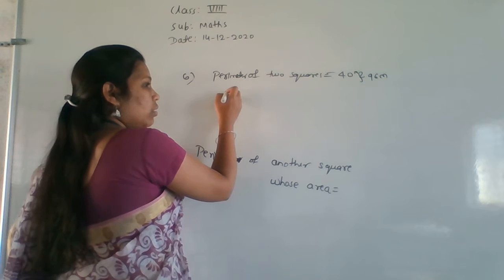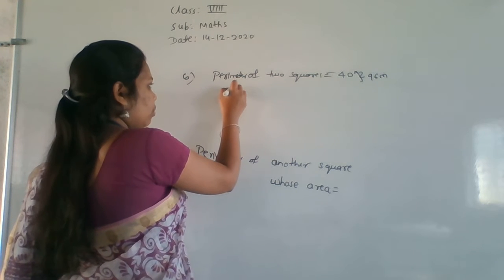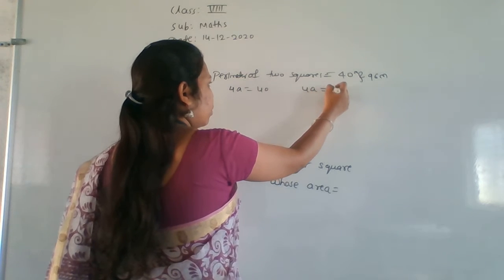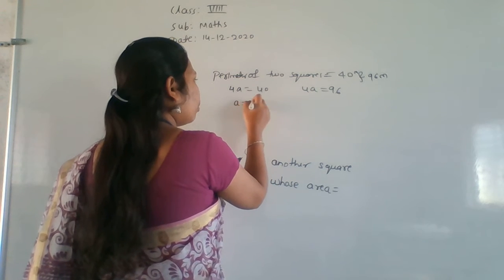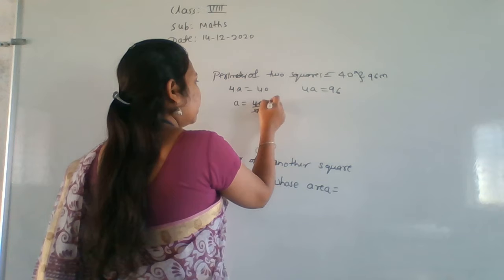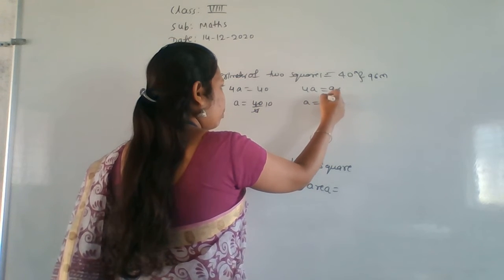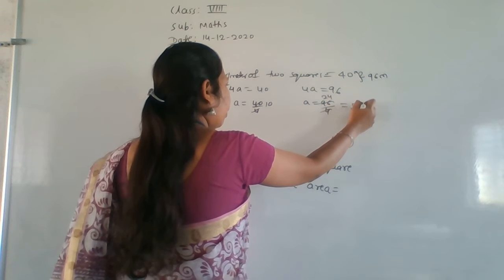Perimeter is nothing but what? For a square, the perimeter is always 4a. That is equal to 40, and here 4a is equal to 96. So a is equal to what? 40 by 4, that is 10, and here a is equal to 96 by 4, that is 24.